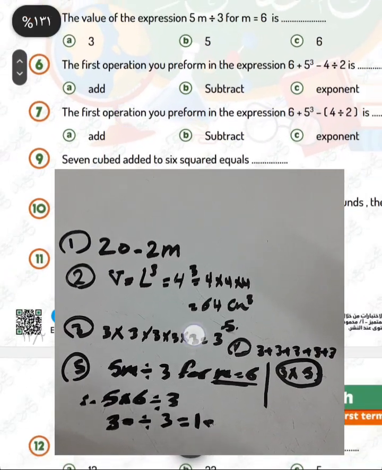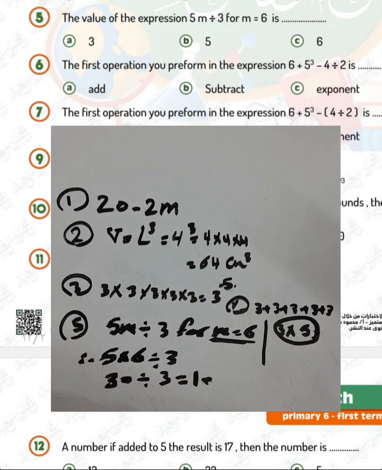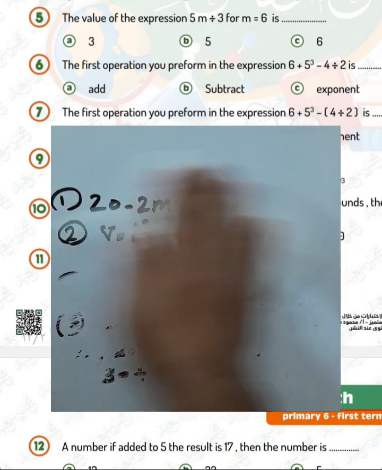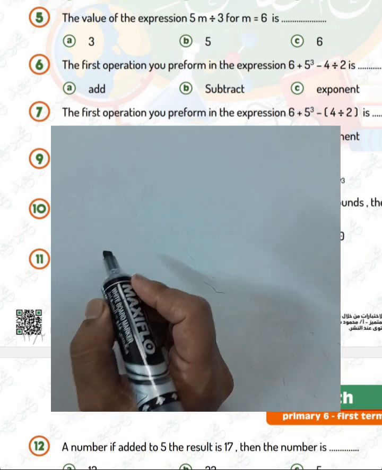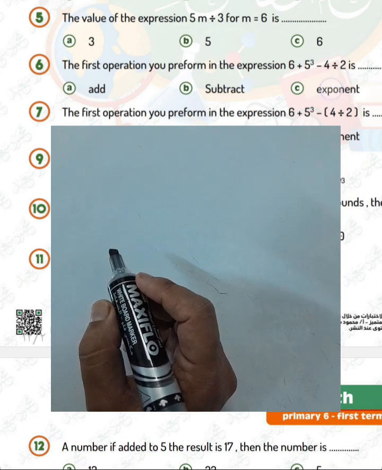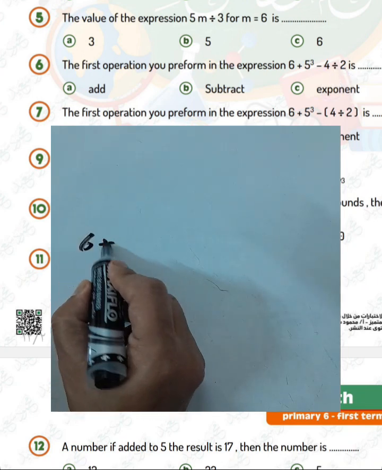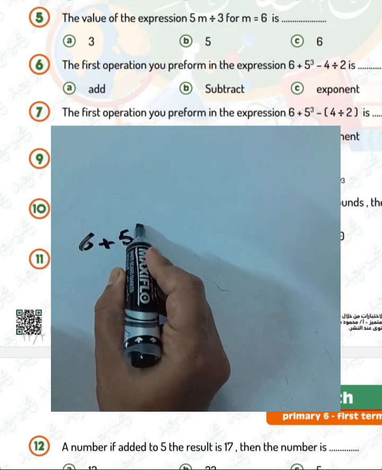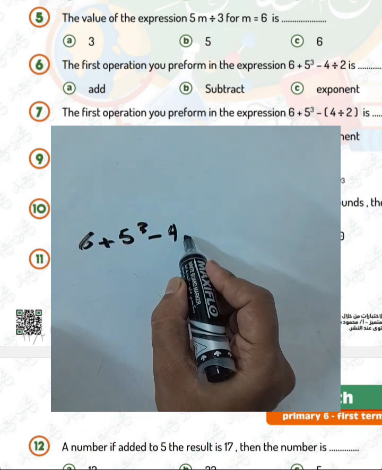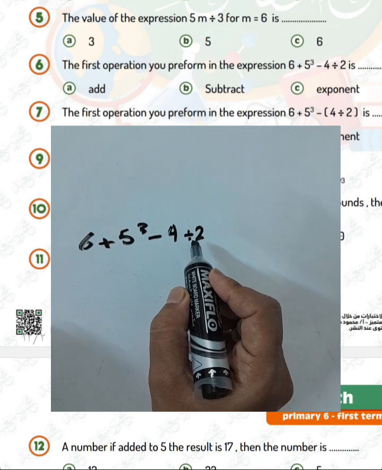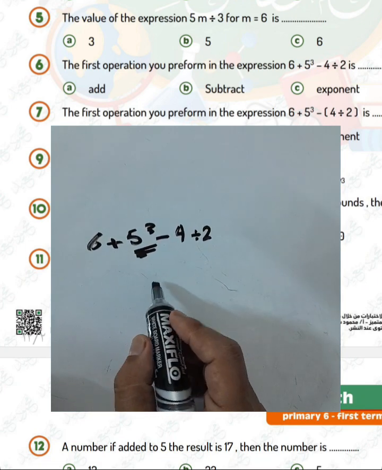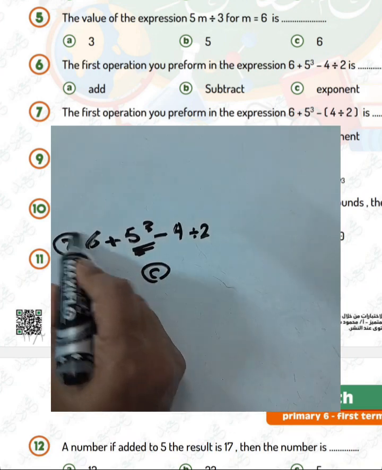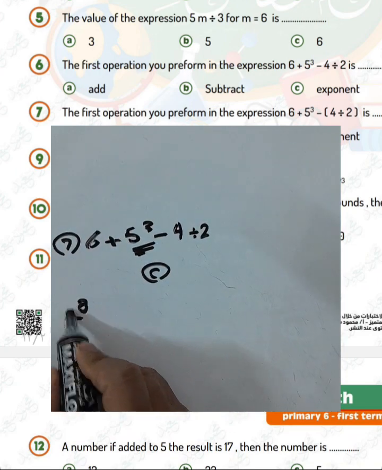The first operation you perform in this expression 5 plus 6 plus 5 power 3 subtract 4 divided by 2. First operation here, exponent first. We have 6 plus 5 power 3 subtract 4 divided by 2. First operation here, exponent first. Choose letter C about question number 7. Exponent first. Question 8.